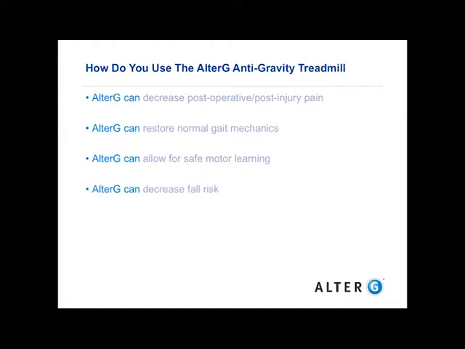AlterG is great at decreasing fall risk. So you can work on step length and walking speed for your elderly geriatric populations. And it can provide safe aerobic conditioning for your athletes and people returning from injury.